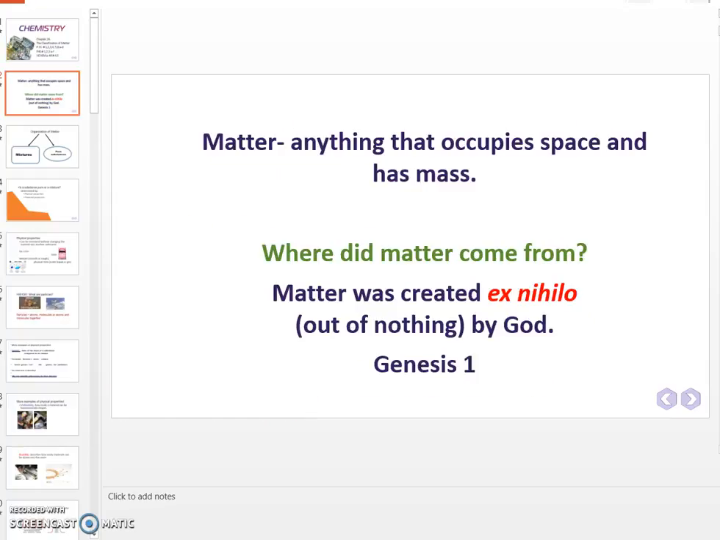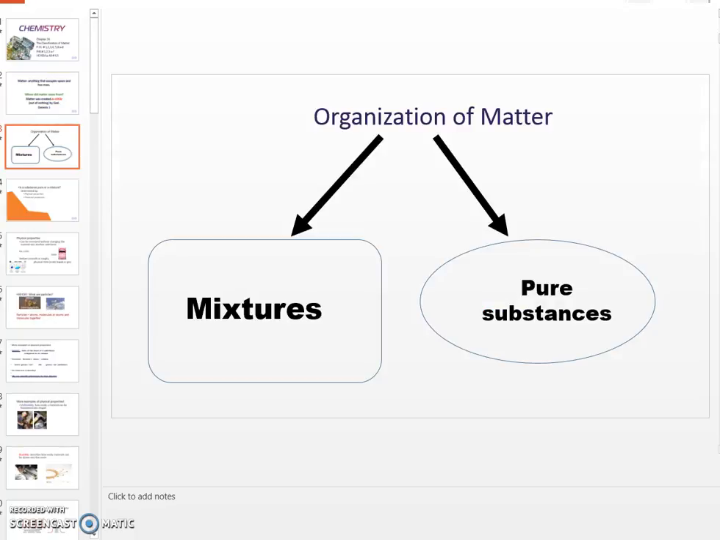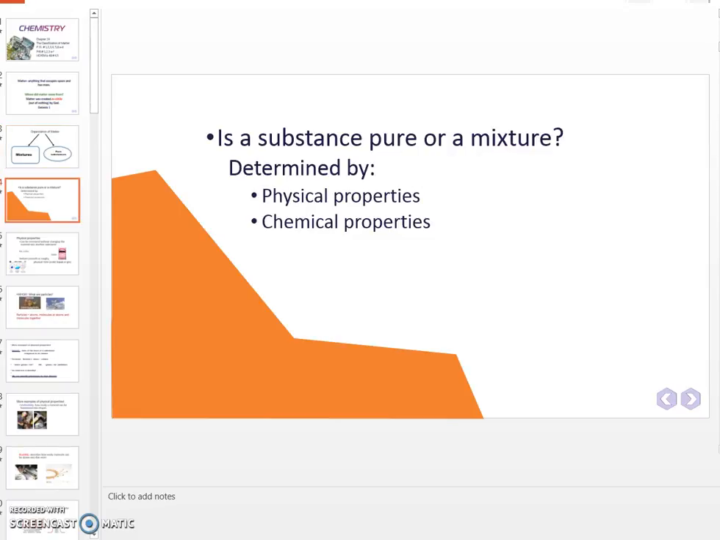Now, here we talk about the basic idea of what is matter. As you know, it occupies space and has mass. And if we look at how matter is organized into mixtures and pure substances, there are differences between the two. But before we go there, we talk about physical properties and chemical properties.